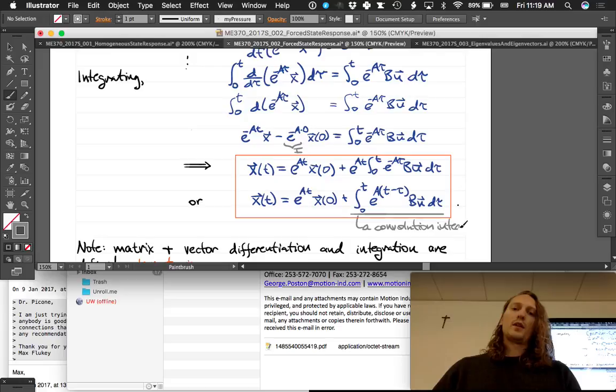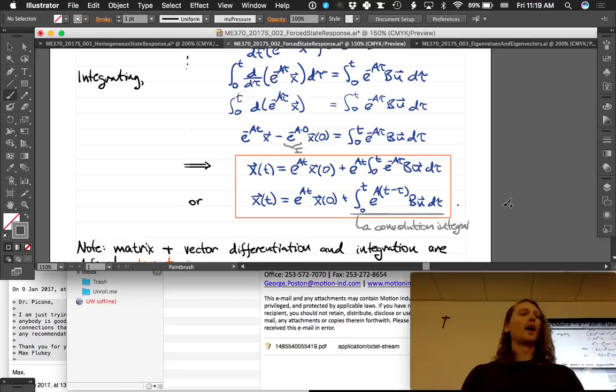Unfortunately, I don't think we have time in this class to go over convolution. It's a really, really cool concept. I think it's the only concept that I find to be really key in system dynamics that I don't think we have time to cover. We cover a lot, but I don't think we're going to have time to cover it.